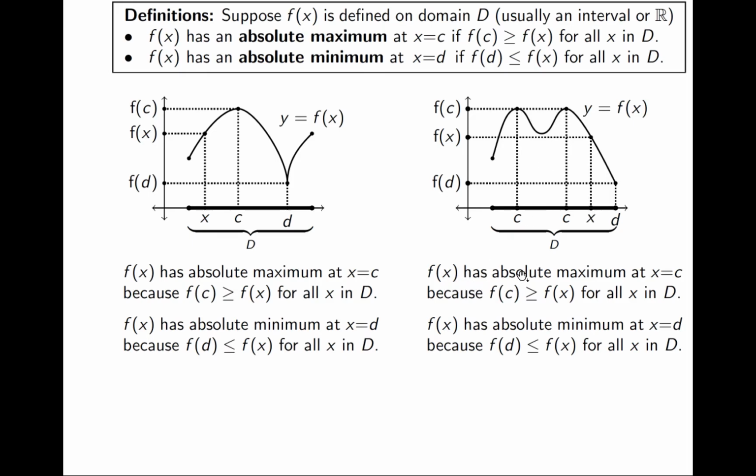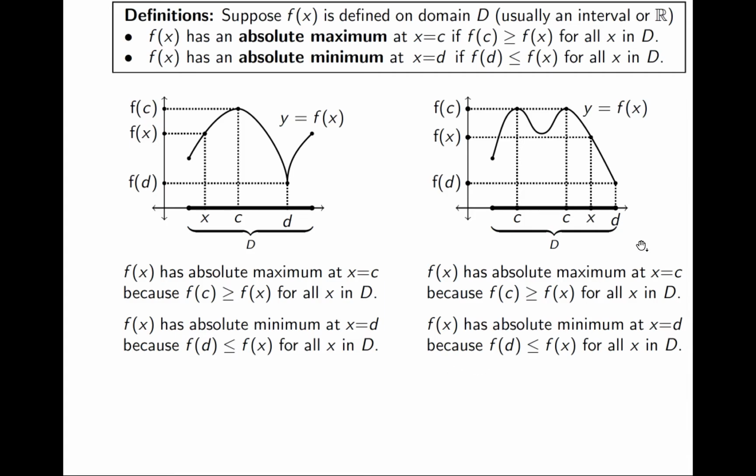So f of x has an absolute maximum at x equals c, either this c or that c, because for either one, f of c is greater than or equal to f of x for all x in D. So the point here is that you could have an absolute maximum of f of c, one maximum, that could occur at several x values, here and here.